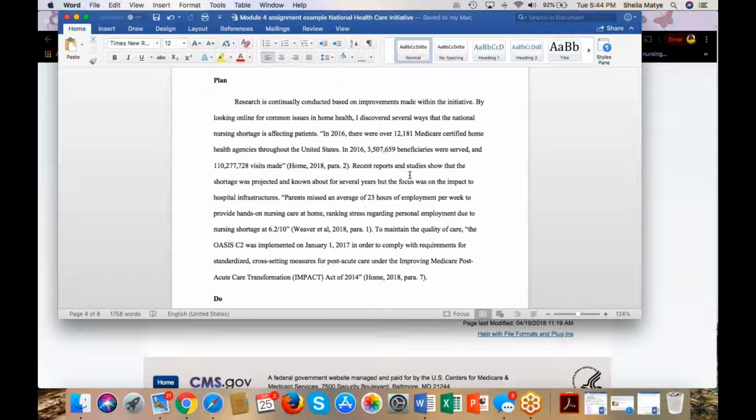This is what you're going to want to see here. But make sure it's cited. And this is where they use the Weaver et al. And again. So right here, make sure that your quotations don't account for more than 20% of the overall paper, of your whole paper.